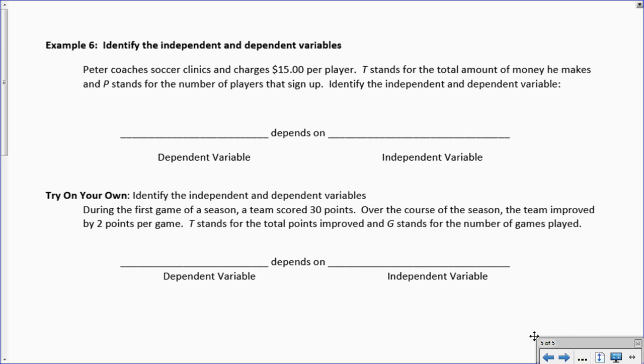In example 6, we have to identify the independent and dependent variables. So in our example, Peter coaches soccer clinics and charges $15 per person. T stands for the total amount of money he makes, and P stands for the number of players that sign up. Identify the independent and dependent variable.